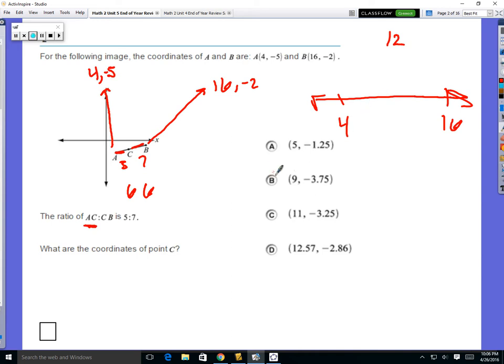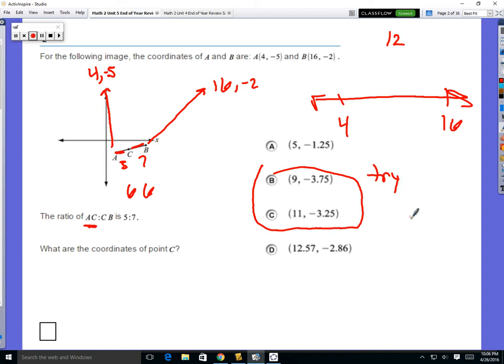So if you look at these, if I were to choose A, the x is 5, so that horizontal would be pretty close to the 4. I'm probably liking maybe B or C, because I'm trying to find something that's halfway between 4 and 16, and 9 looks like it might be, so let's try 9. Alright, so I'm going to try B.